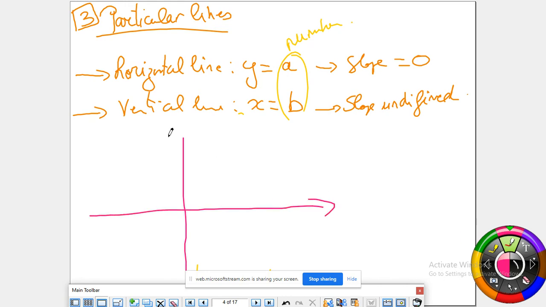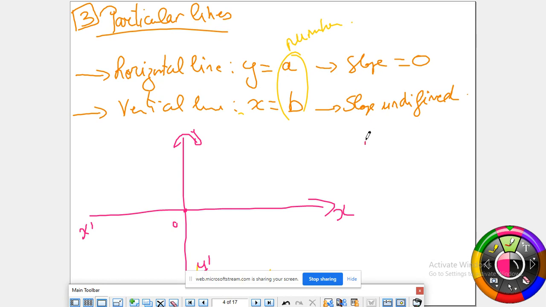All the time name it. So I say x prime O x, y prime O y, and then I want to draw the line. Horizontal line means y equals a number. Vertical is x equals a number. How do we draw those?